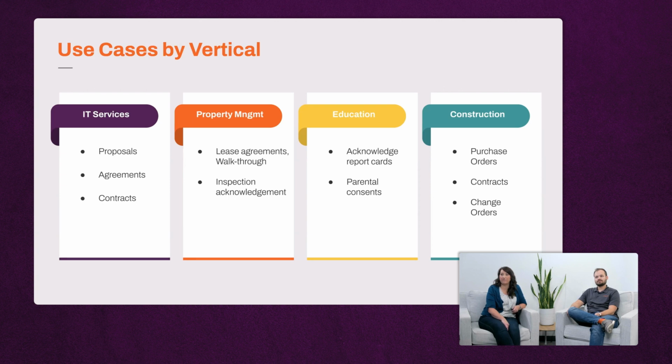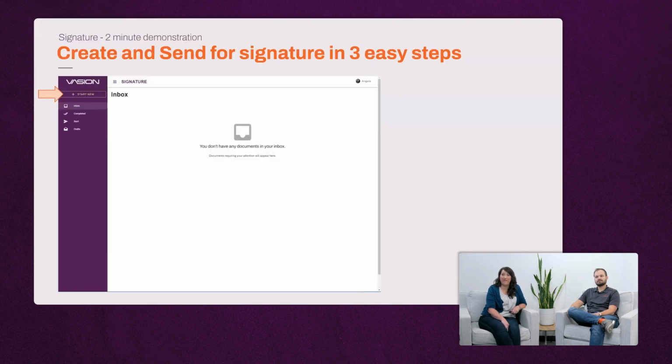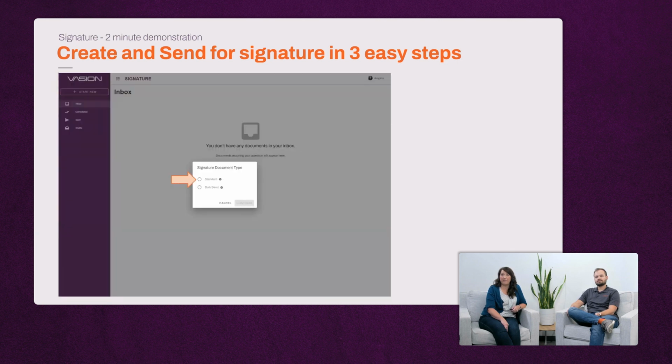Now for the fun part, I'm going to actually give you a quick demo of the basic functionality of Vasion Signature. When you log into Vasion Signature, you are brought to a landing page, which is your inbox, and here you will see any documents that are waiting for you to sign. If you want to create a new document to send for signature, you click on the Start New button.